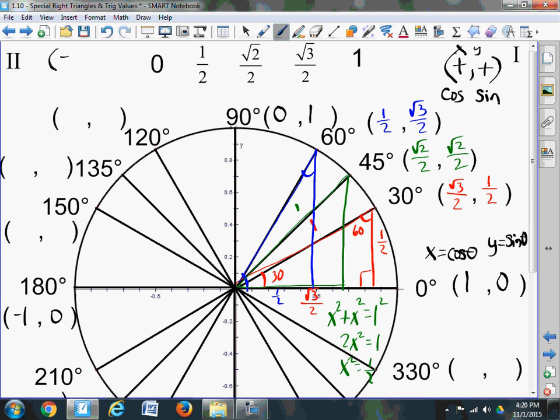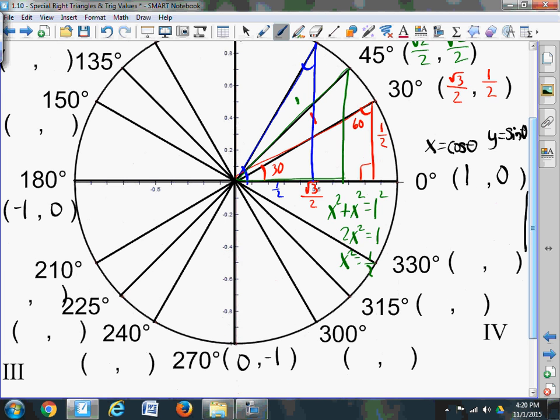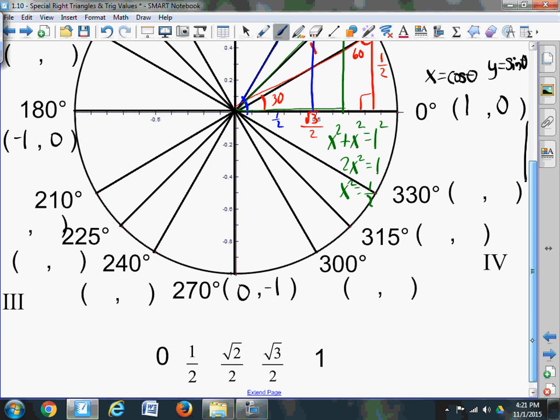In the second quadrant, cosine is negative, but sine is positive. Right? In the third quadrant, both cosine and sine are negative. And in the fourth quadrant, we have that cosine is positive and sine is negative.